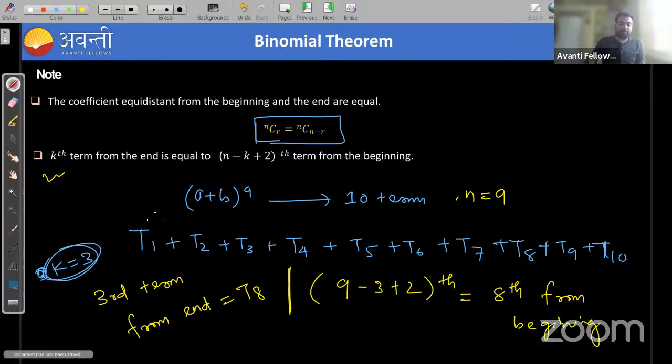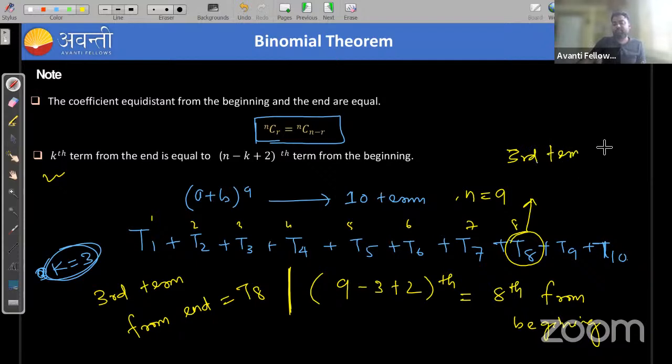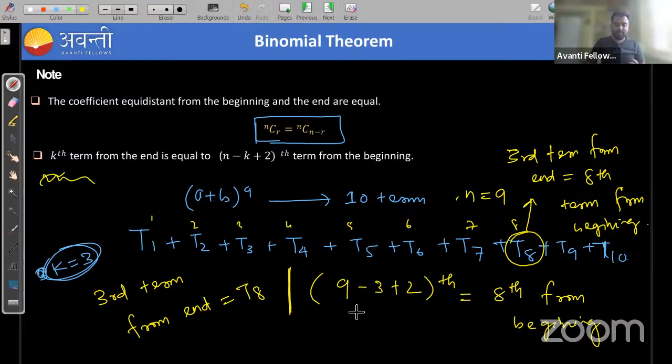You can check 1, 2, 3, 4, 5, 6, 7, 8. So the third term from the end is equal to the 8th term from the beginning. Clear? Is it clear? The last result, is it clear to all of you? Understood or not? Clear? Easy, you know? Okay. If it is clear to all, let's move to one question.